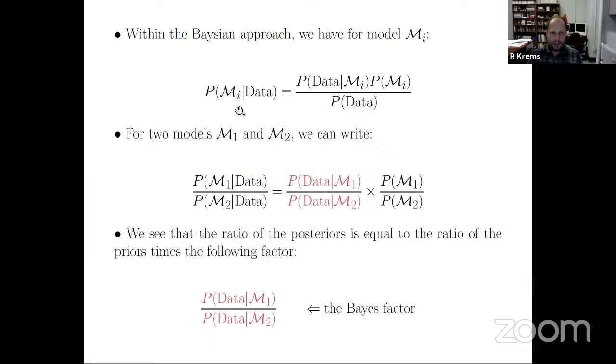So we can take this for two models, M1 and M2, and we can take the ratio of the two. And then if we do that, the term in the denominator here is going to be the same, so it's going to cancel out. So then we have basically this factor times the ratio of the priors. This factor here is called the Bayes factor. And again, if you think about it, this is actually the marginal likelihood of the model. So this is the ratio of the marginal likelihoods. So the Bayes factor is going to be important.